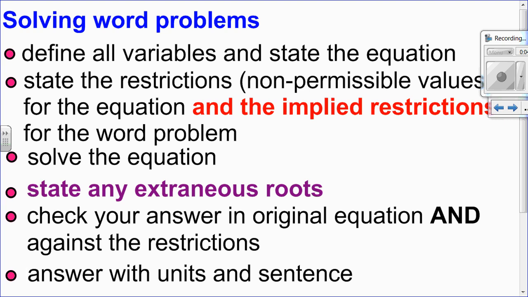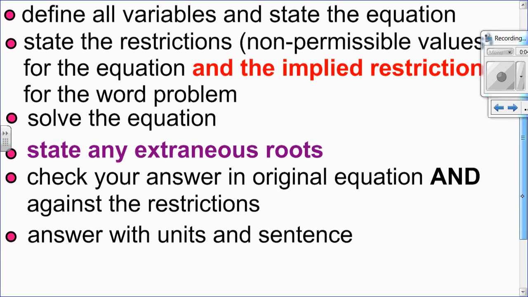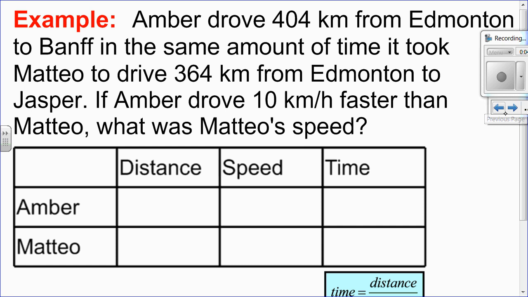So you're going to go ahead and then solve the equation and check for any extraneous roots that don't match the restrictions or the implied restrictions. Check your answer in the original equation and against your restrictions, and answer with a sentence with units. If we start with words, we end with words. So those are all the steps that we're going to be following.